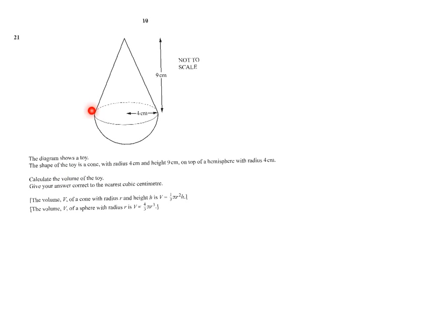The shape of the toy is a cone, as we can see, with a radius of 4 centimeters and a height of 9, on top of a hemisphere. Okay, so half a sphere, half a football, half an orange, also with a radius of 4 centimeters. Calculate the volume of the toy. So what is the capacity of the toy? Give your answer correct to the nearest cubic centimeter.